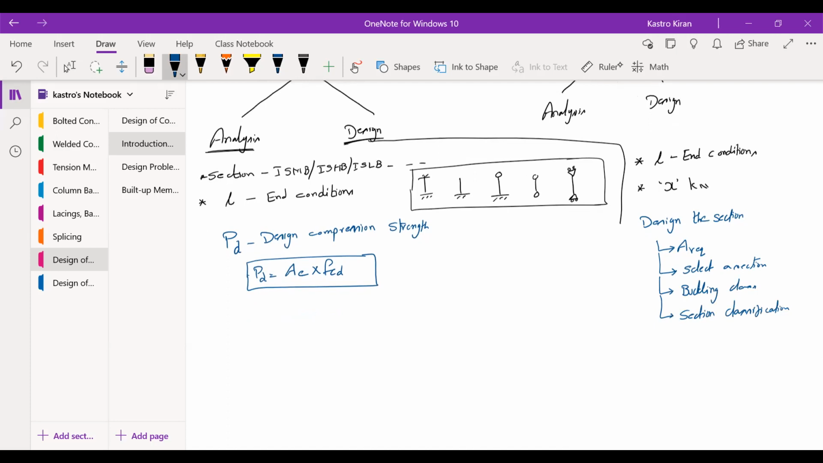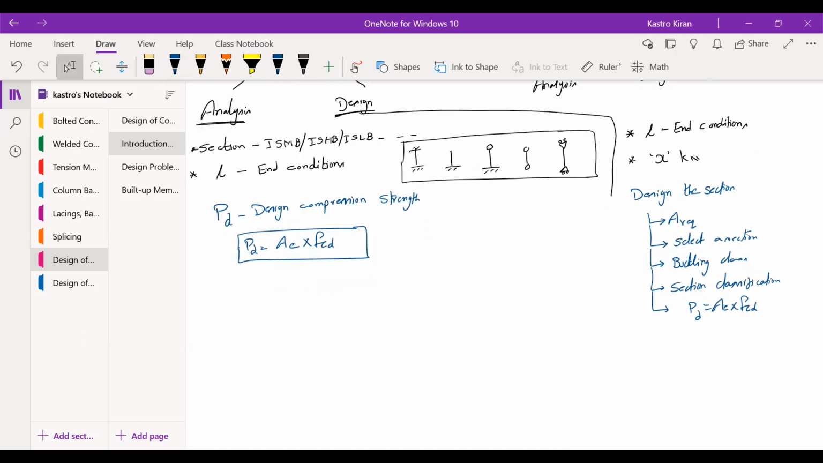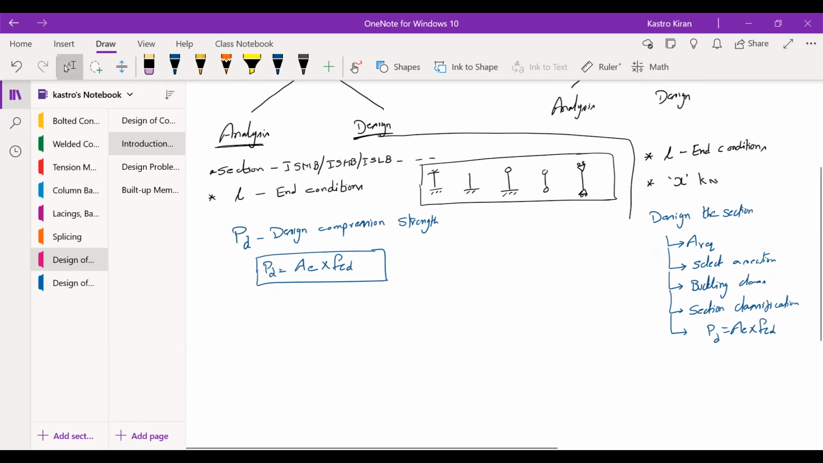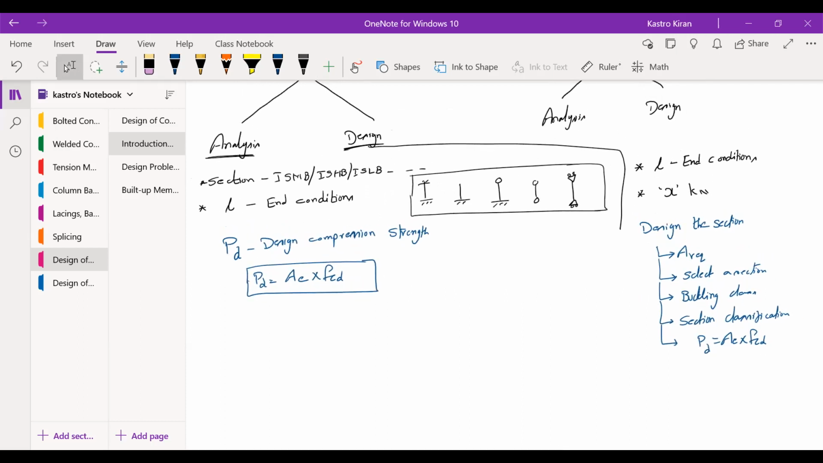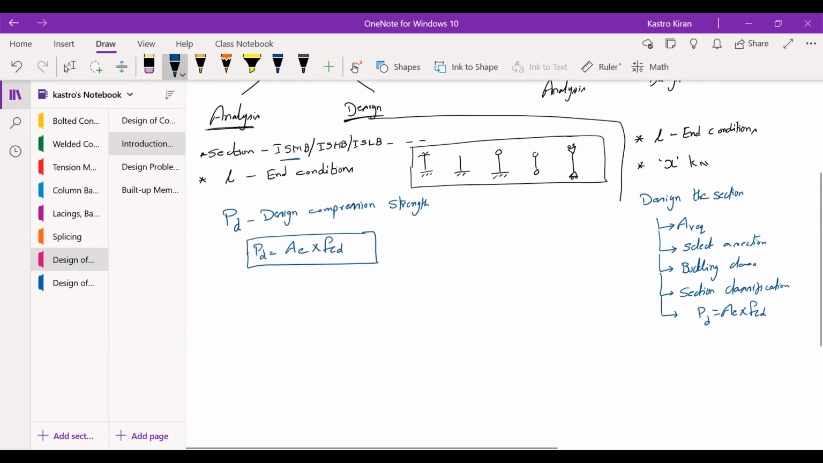And in the end, you're going to find out the value of PD, which is AE into FCD. Now you might have a question: what else have we done here? In the first problem, that is the analysis problem, they'll specify the section. Whereas in the design problem, you are going to find out the section based on the area value.